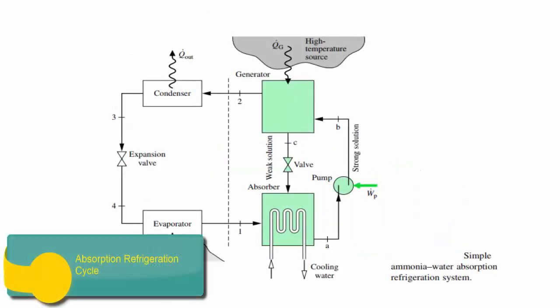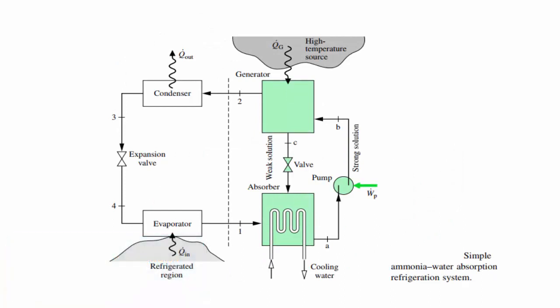The third and final improvement is the absorption refrigeration cycle. This is actually an alternative to the compressor, as it consumes the most amount of energy in the refrigeration system. Now, as you can see, there are three additional components, which are the absorber, generator, and the pump. The refrigerant which is used in this cycle is ammonia.